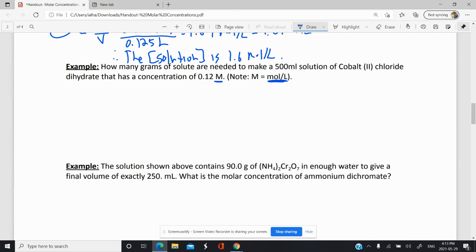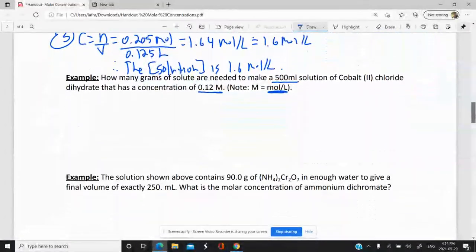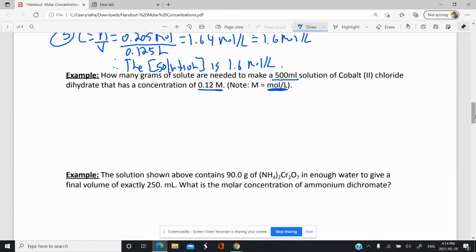So we need to find the mass. So for example, if I were to tell you in the lab, I need 500 mL of solution that's 0.12 molar, you have to figure out, okay, well, what does that mean in terms of mass that I have to go weigh on a balance? Because here we told you that mass, but sometimes I tell you the concentration and you've got to figure it out.